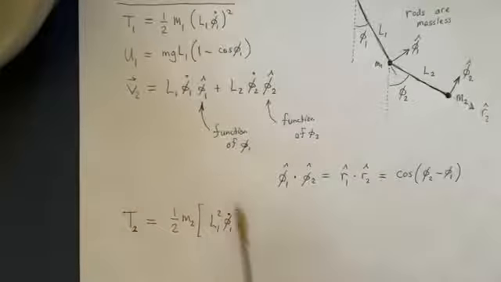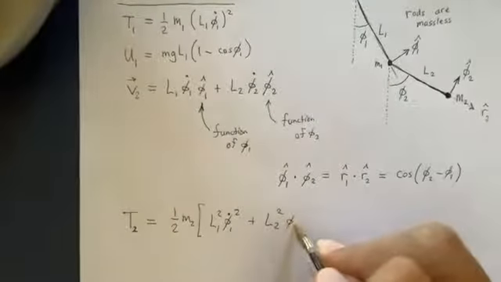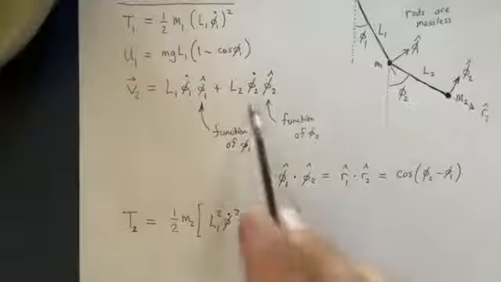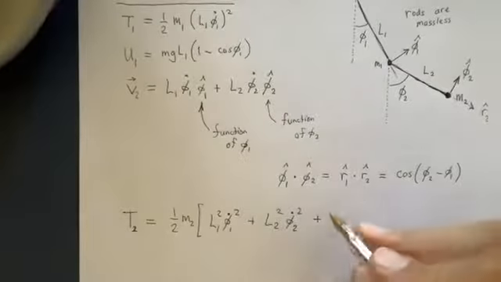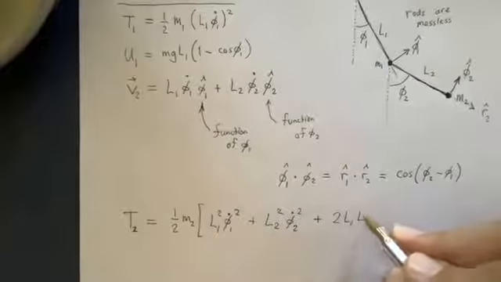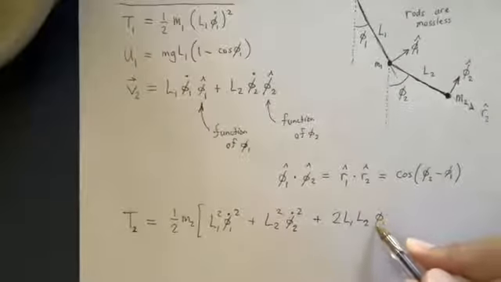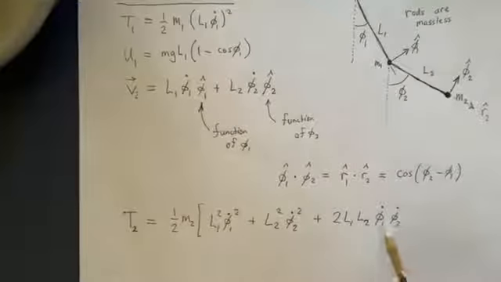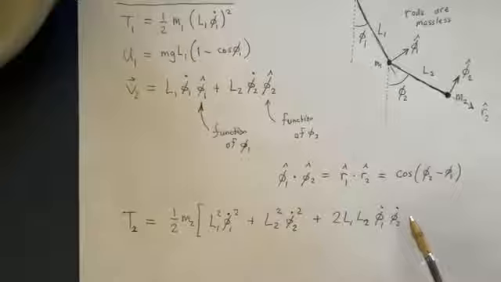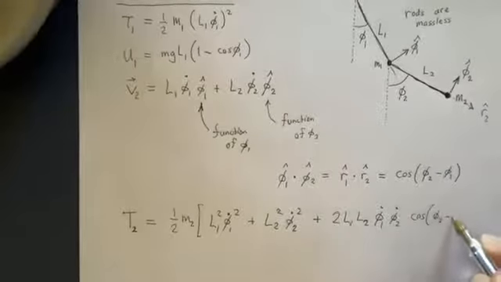Okay, there's that first term coming from this dotted into itself. Then there's another term I like to write like this, L2 squared phi dot 2 squared. That's a term from this dotted into itself. And then there's a cross term where you have the dot product like so, 2 L1 L2. All right, so we got the phi 1 dot, the phi 2 dot, and then the dot product of the two vectors. And that's going to be the cosine of phi 2 minus phi 1.